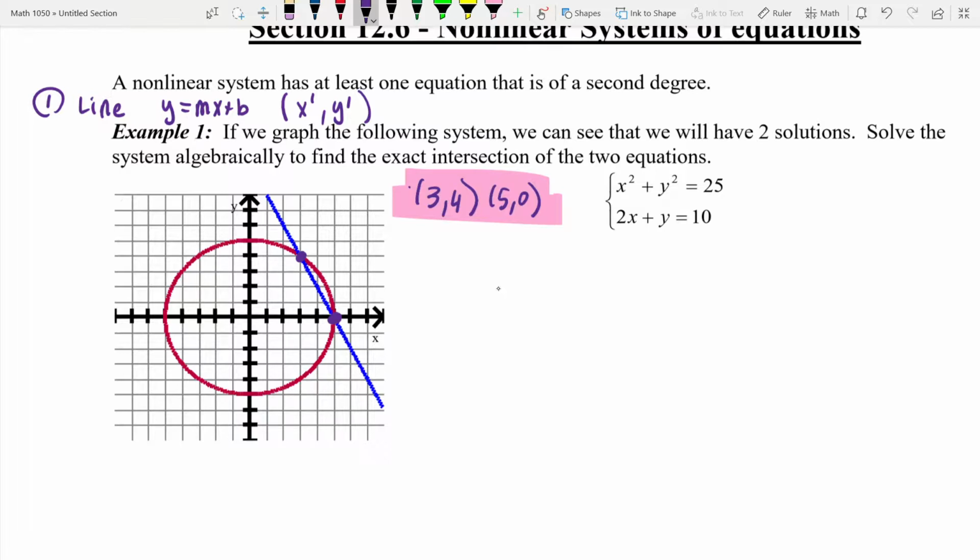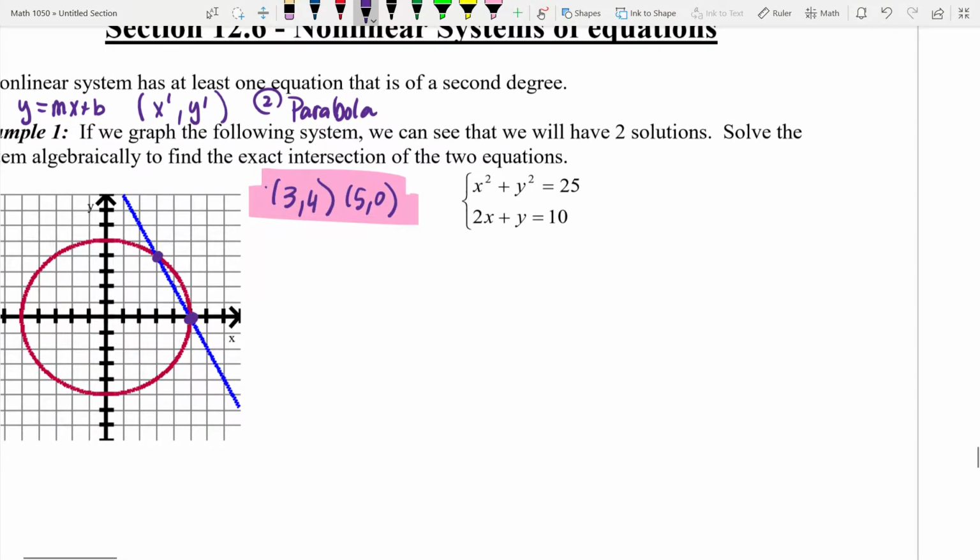Okay? The second thing you're going to graph is a parabola. If you're graphing a parabola, it's going to be in the form of y equals a times (x minus h) to the second plus k. It's going to be very easy to identify that's a parabola because the x is going to be squared and the y is going to be raised to the first. Okay? I know you guys are all extremely comfortable with both of those, right?